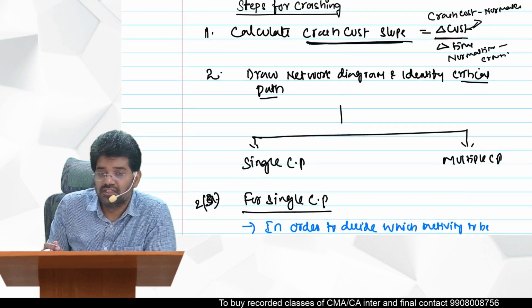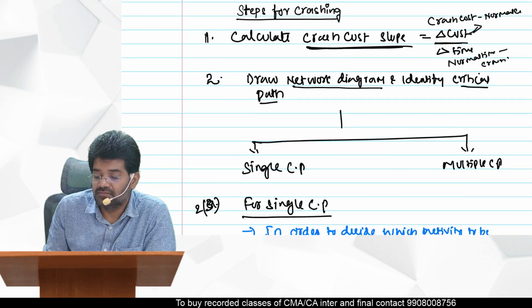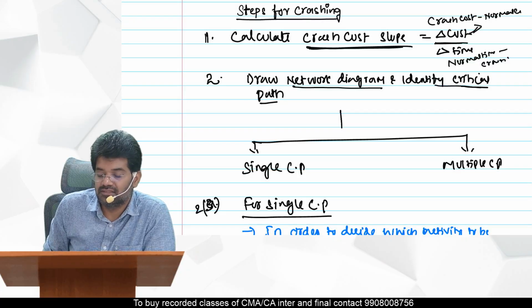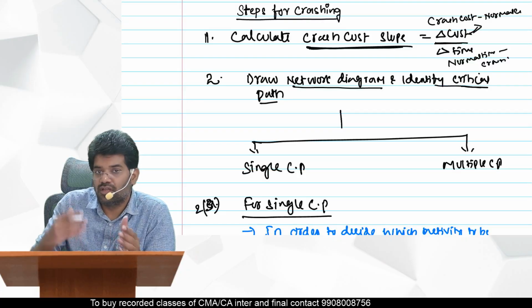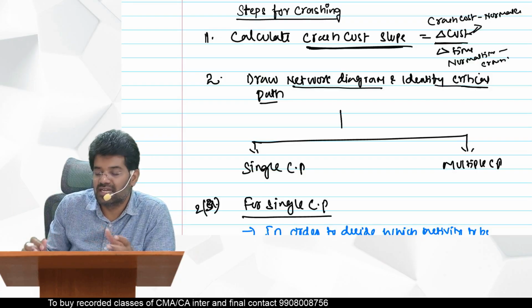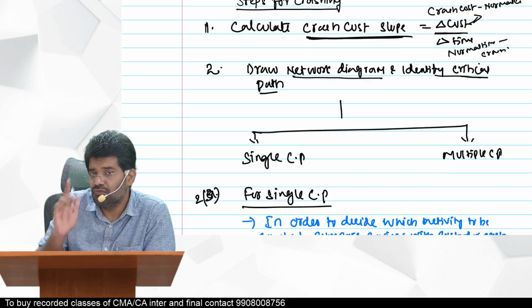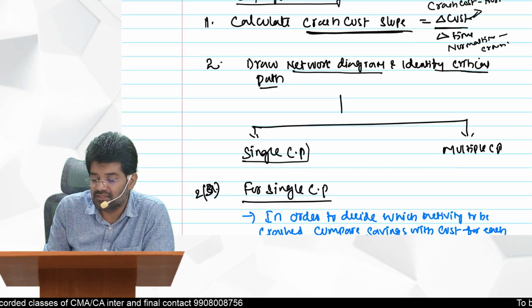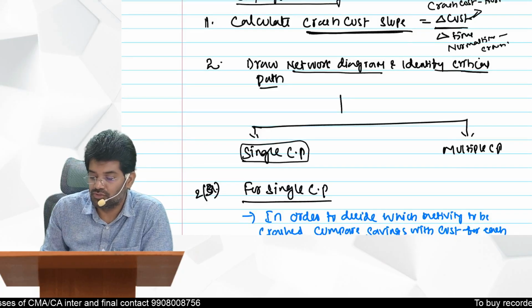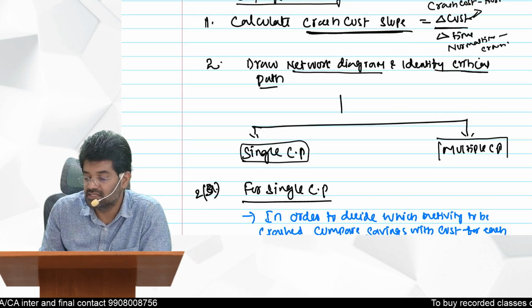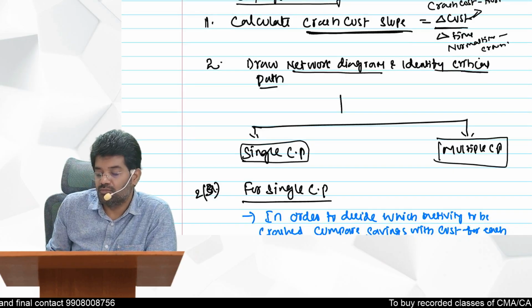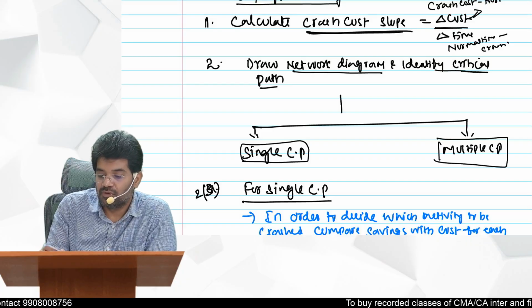Then you should draw the network diagram and identify the critical path. You should draw the network diagram, identify which one is the critical path. If you have only one single critical path, then what you are supposed to do? If you have multiple critical paths, then what you are supposed to do? The procedure will change.